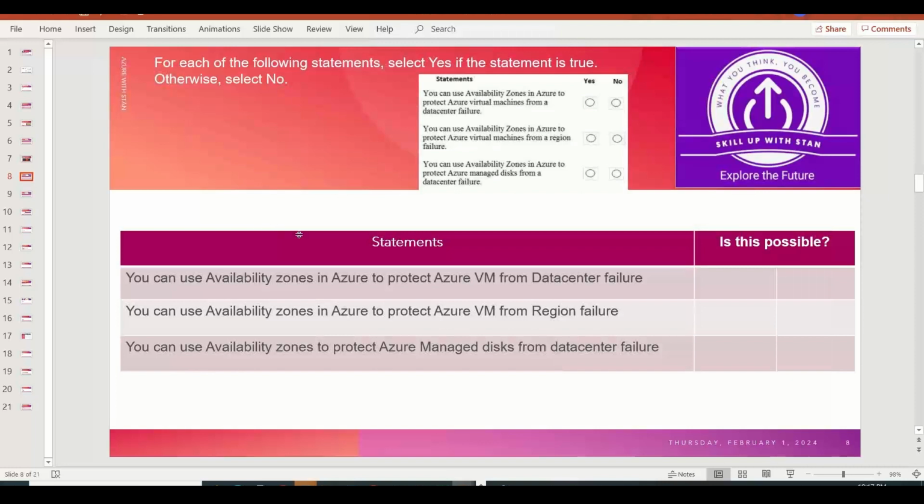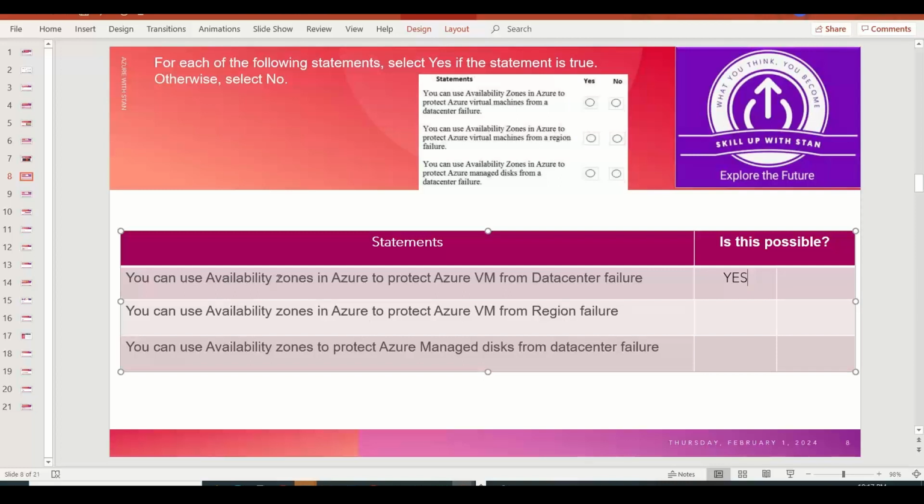So the question here is, again, a yes or no statement question. You can use availability zone in Azure to protect Azure VM from data center level failure. Yes, availability zone is a physical data center. So this can help you get protection against one data center failure. Even if one data center fails, the other availability zone can have the Azure VM running and your application will still be available.